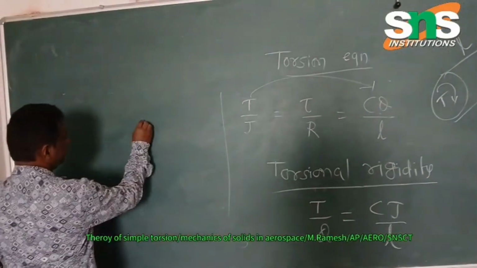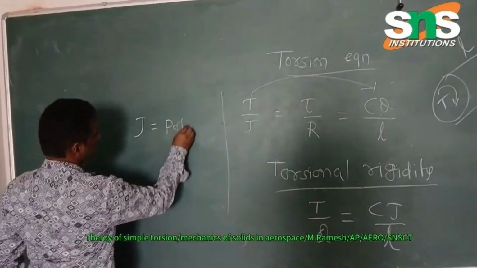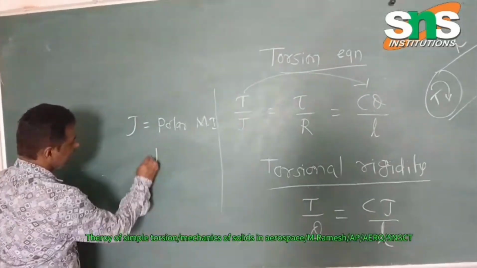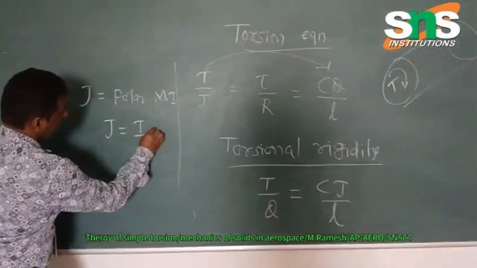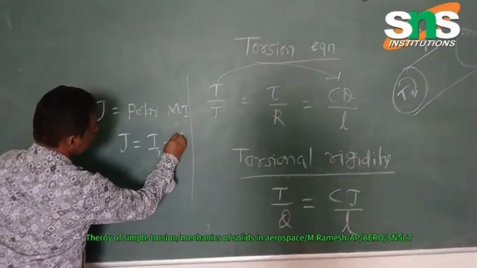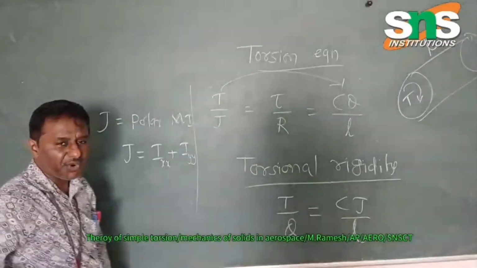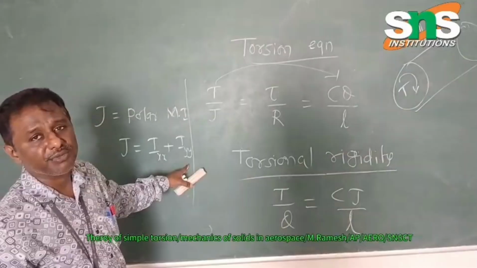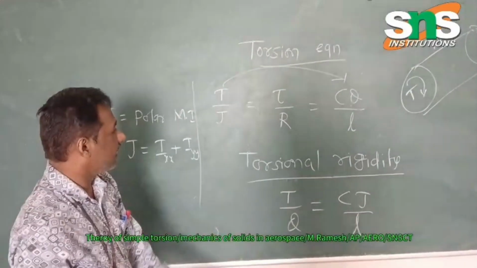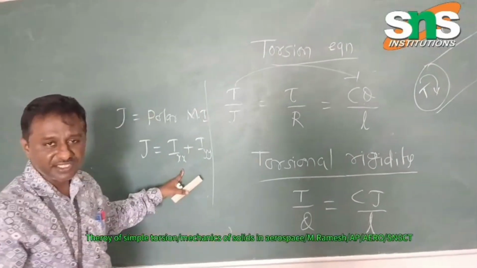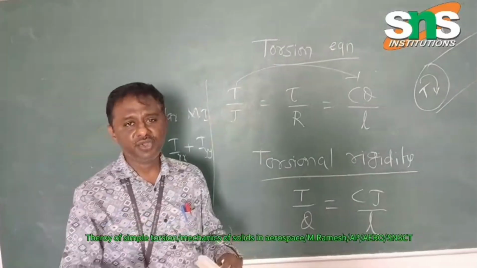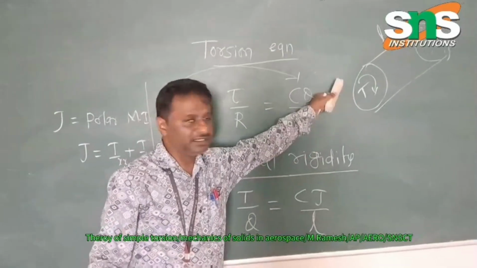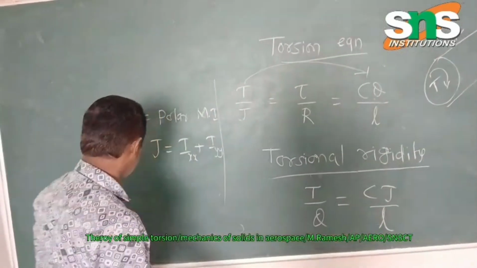So J is equal to the polar moment of inertia. The polar moment of inertia is nothing but I with respect to the x axis plus I with respect to the y axis. You have to add the moment of inertia about the x axis and the y axis. That's all. But I told you that moment of inertia depends only on the cross section. Since it is the torsion equation, only the circular object comes into the picture. So we have this shaft having this circle as the cross section.